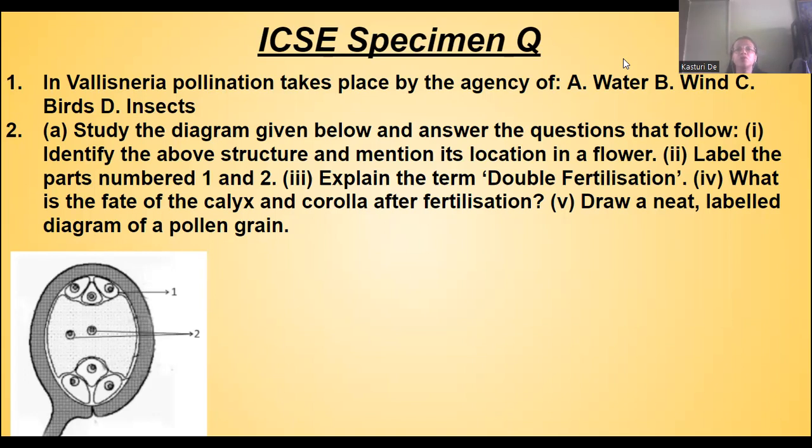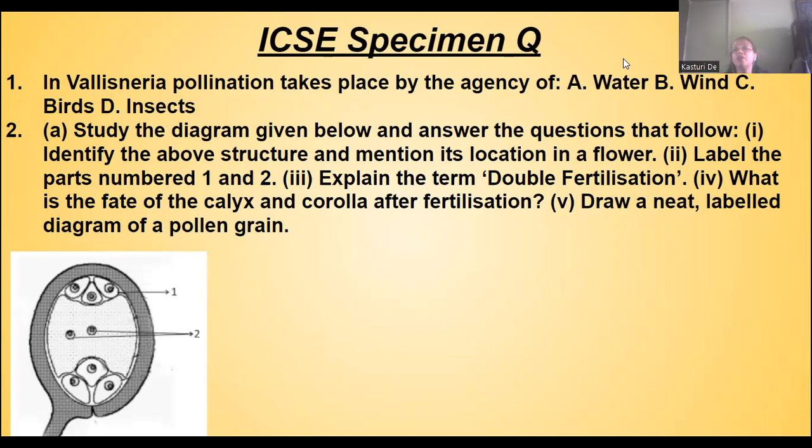So first question today is: in Vallisneria, pollination takes place by the agency of water, wind, bird, and insect. Vallisneria is an aquatic plant. So this pollination takes place by the agent water. As it is an aquatic plant, water pollination is done here.